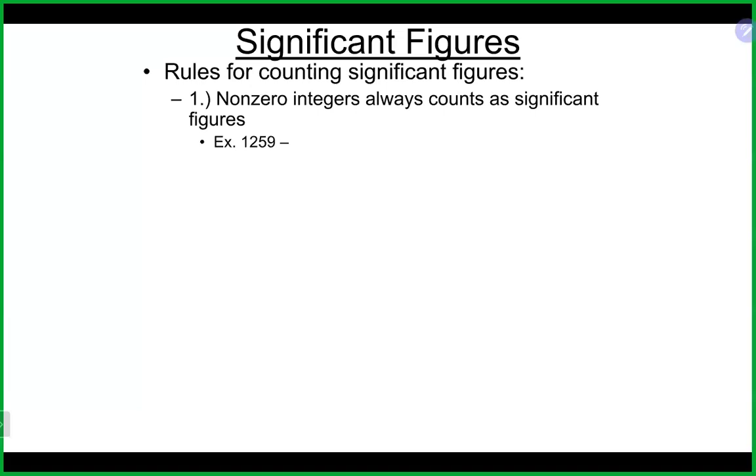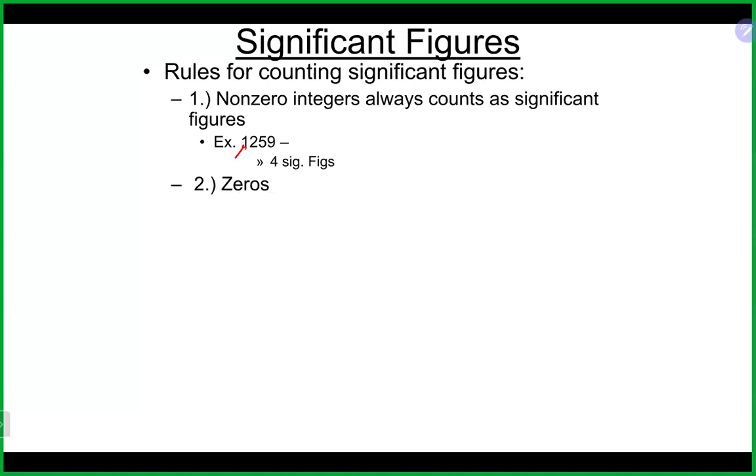The first rule is pretty simple. Any number that is a non-zero is always going to be significant. So we always start counting left to right, and we start counting significant figures once we hit the very first non-zero. So in this case, starting here, that is a non-zero. Everybody else is a non-zero. So that is 4 significant figures on this particular number.